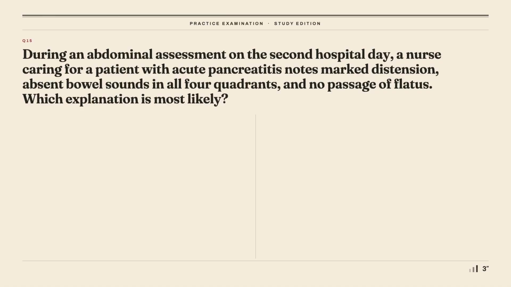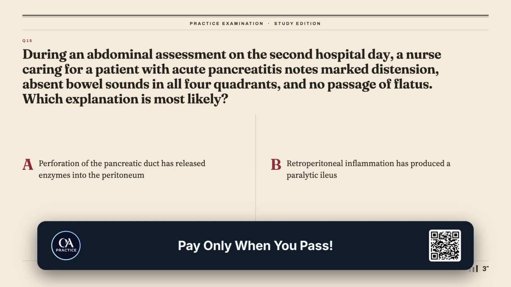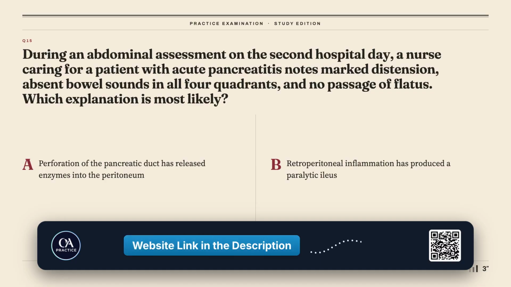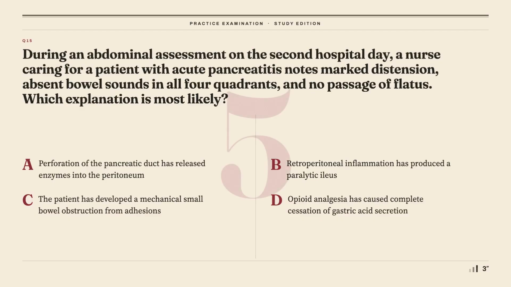Your options are: A. Perforation of the pancreatic duct has released enzymes into the peritoneum. B. Retroperitoneal inflammation has produced a paralytic ileus. C. The patient has developed a mechanical small bowel obstruction from adhesions. D. Opioid analgesia has caused complete cessation of gastric acid secretion. Don't overthink it, which one feels right?